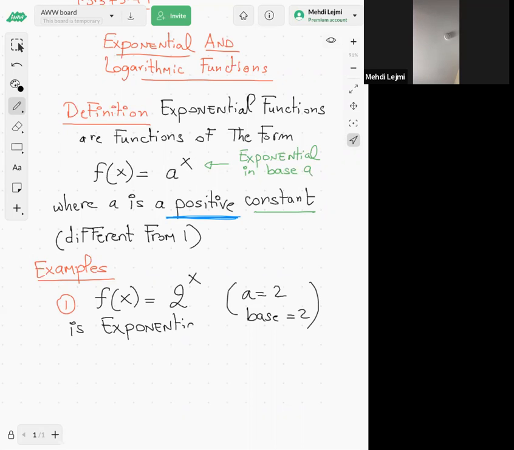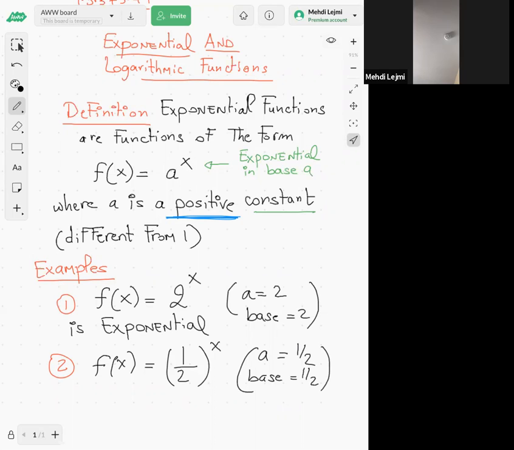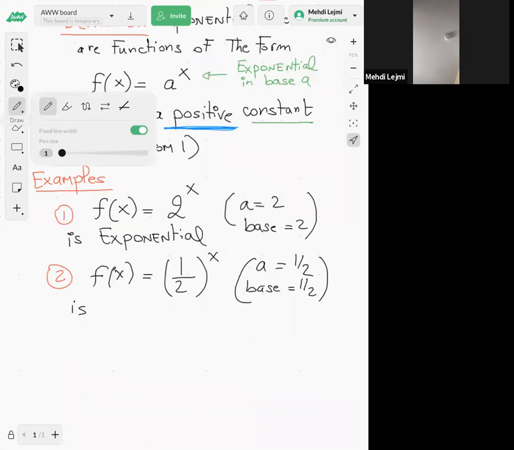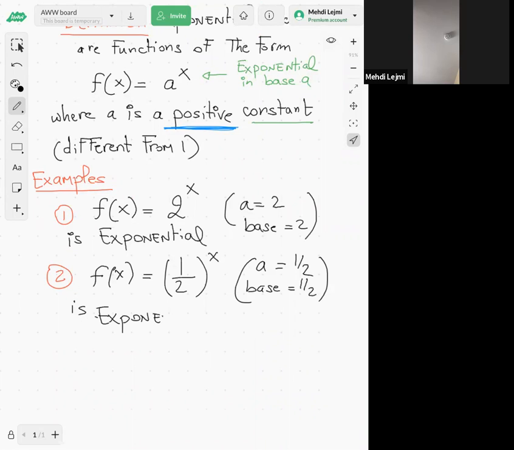Your a can be a fraction, right? It's possible that your a is a fraction. So for example, f of x is equal to half to the power x. Then the constant a would be half. We say that the base of this exponential function is half. So this is another example of an exponential function, where your a is a fraction, equal to half.